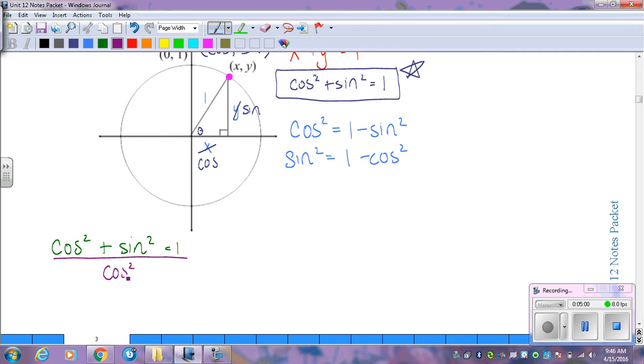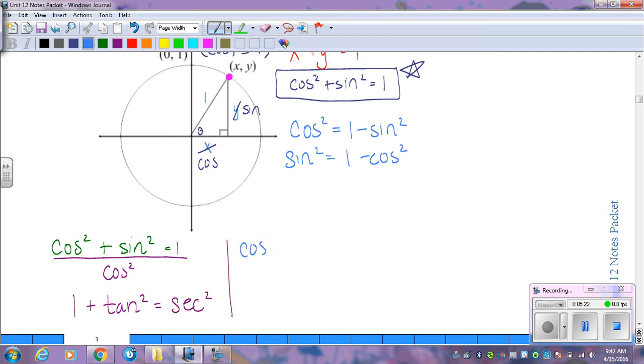Well, cosine divided by cosine is just going to be 1. Sine squared divided by cosine squared. Remember, sine divided by cosine was tangent. So this is tangent squared. And then 1 over cosine squared. So remember, 1 over cosine is secant. So this is secant squared. So there's another nice little identity for you.